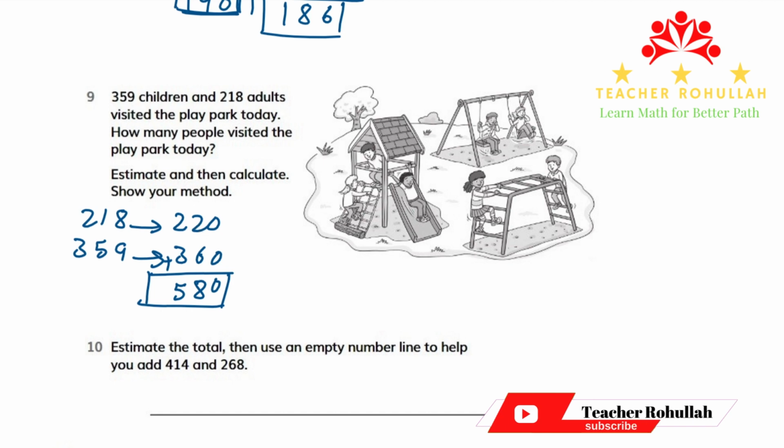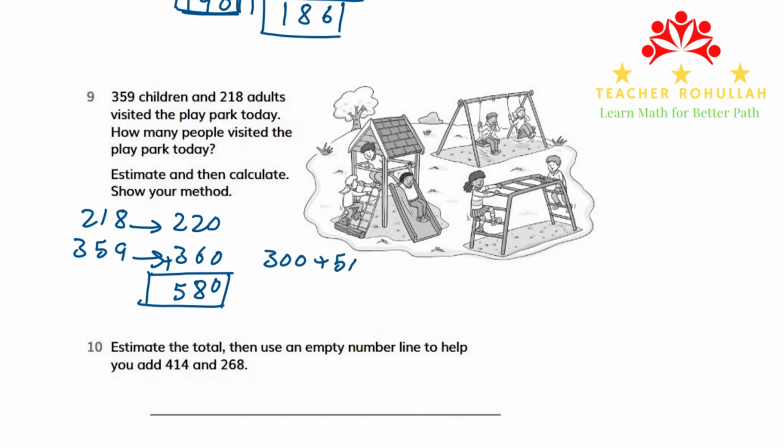To add these two numbers, I will use partitioning. I will partition the two numbers. So 359 will be partitioned to 300 plus 50 plus 9. I mean, this number is partitioned to these numbers. And 218 will be partitioned to 200 plus 10 plus 8. So now we add each part. We add the ones, the tens, and the hundreds.